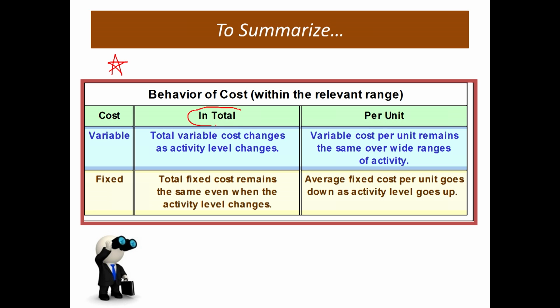Variable costs in total change as activity changes. Fixed costs in total remain the same. You with me? Now, if instead we are talking about a per unit basis, variable costs per unit remain the same, and fixed costs change as activity changes. Or we could say the fixed cost per unit goes down as activity level goes up.